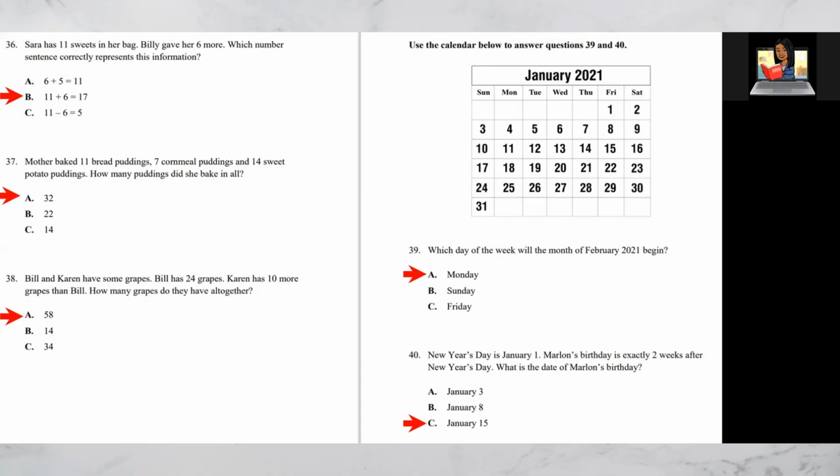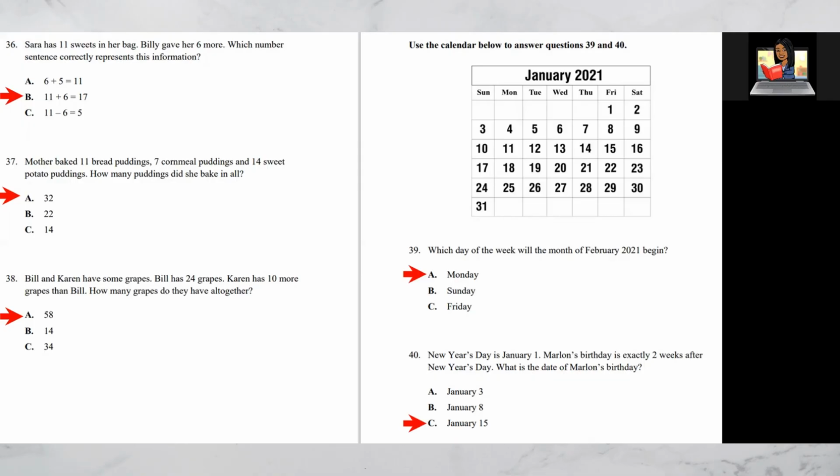Now, the last part is a calendar, and it shows January 2021. The question says, number 39 says, which day of the week will the month of February 2021 begin? Now, this is what trips up a lot of the children. The calendar is showing January, but the question is asking about February. So you have to read carefully. So if January ends on a Sunday, then February begins on a Monday. This is where February 1 would be Monday.